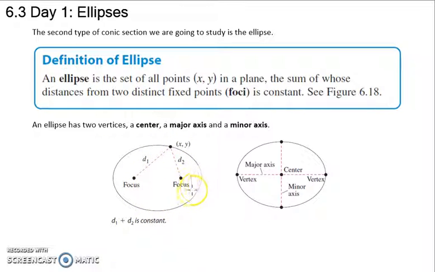Now an ellipse is going to have two vertices, so we have a vertex here and a vertex here, a center, a major axis, and a minor axis. So the vertices are going to be the endpoints of the major axis. You'll notice that the major axis and the minor axis are perpendicular. They intersect at the center. And the only difference between the major axis and the minor axis is the major one is longer. So in this case, the major axis is here because it's longer. The minor axis is here.